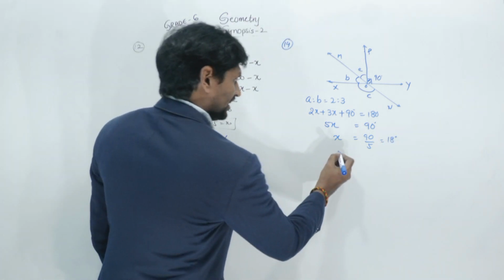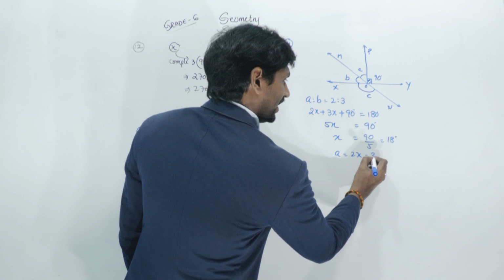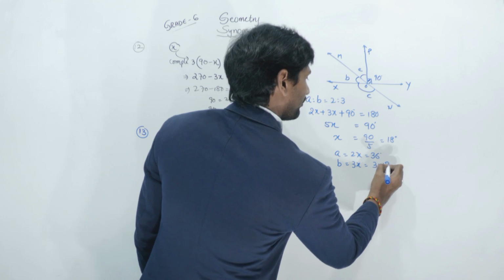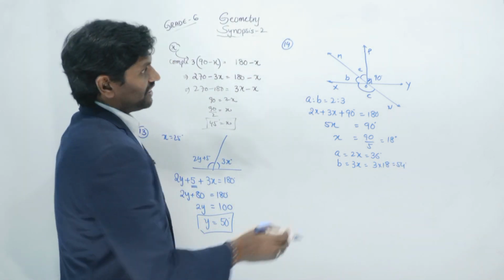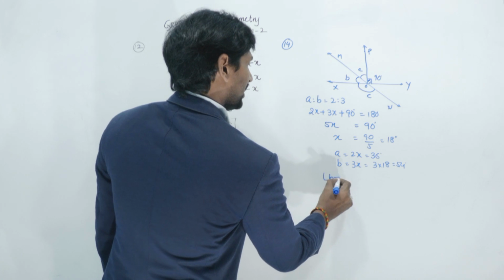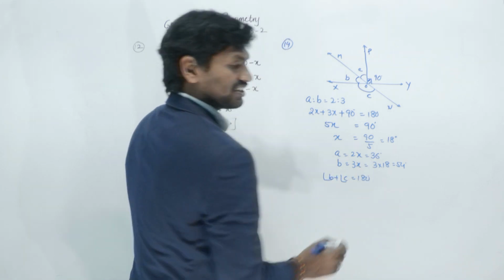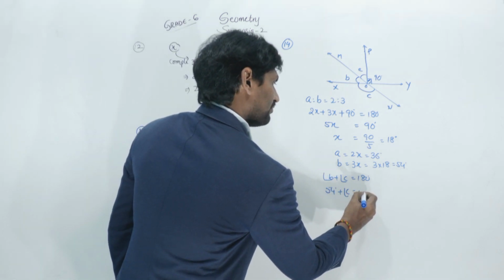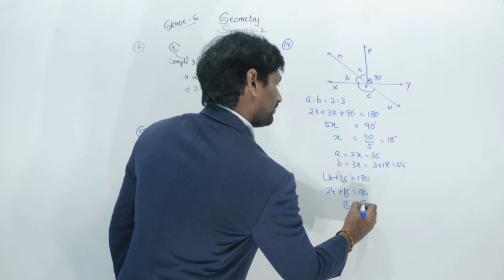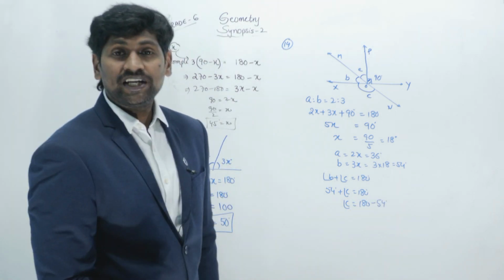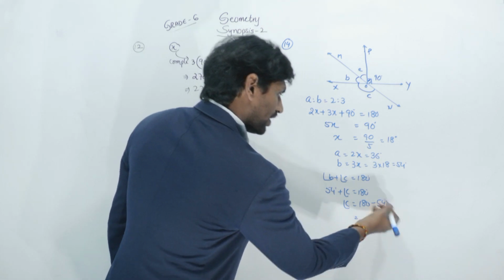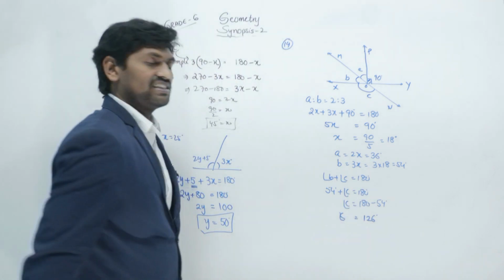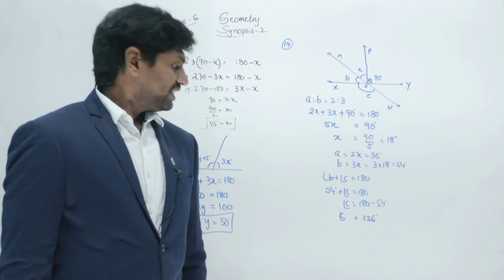So if the x value is 18, then A value is 2x, 2 18s are 36, B value is 3x, 3 18s are 54. Observing the line MON again, we know that angle B plus angle C is equal to 180 degrees. B value we already know is 54 degrees. Transpose that 54 to the other side, minus 54, then 180 minus 54, how much? 126 degrees. Angle C equals 126 degrees.